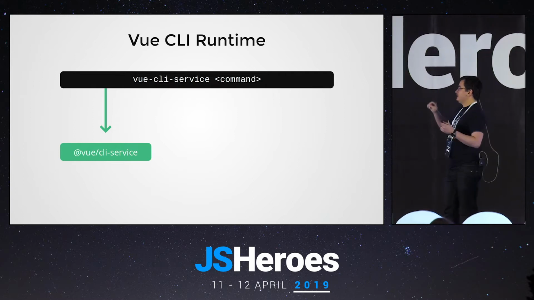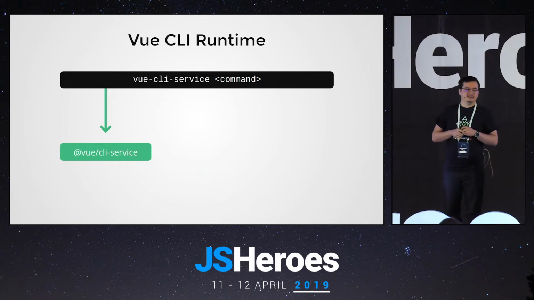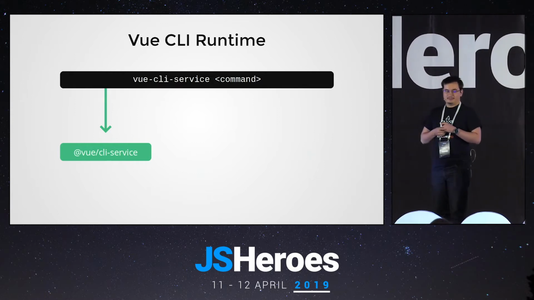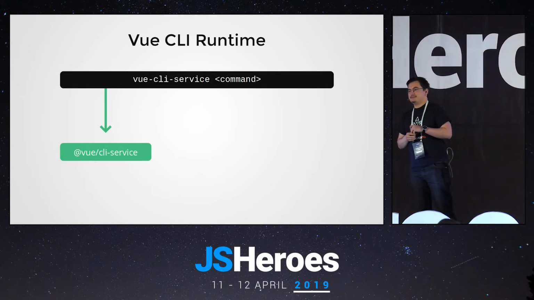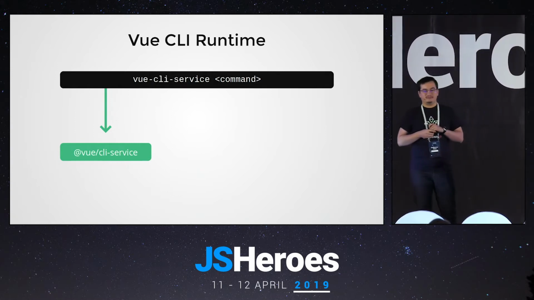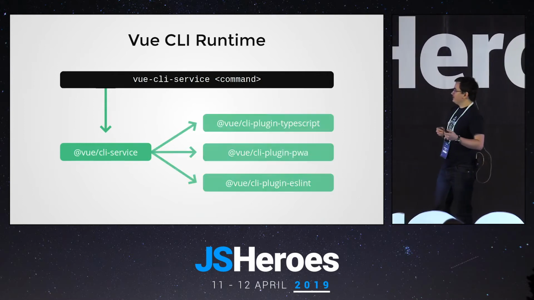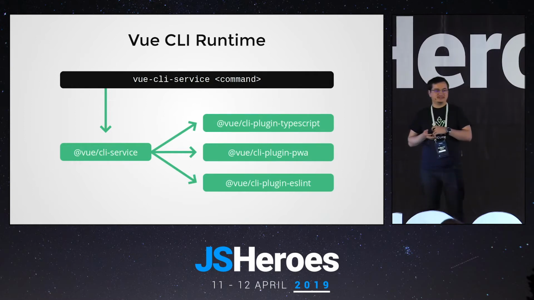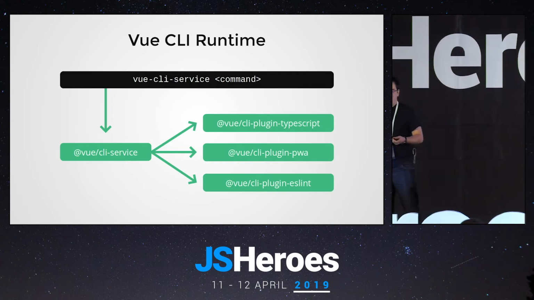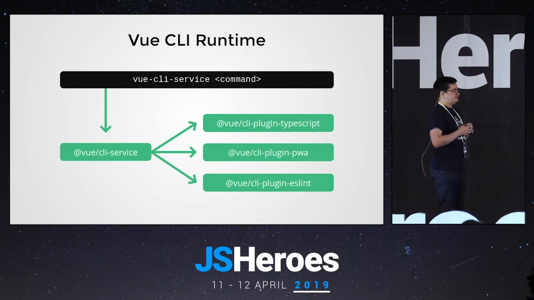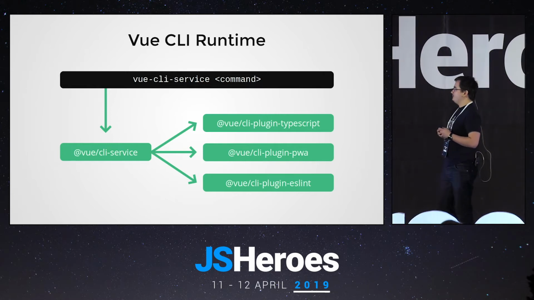Basically, what it does is look for this package, which is installed in any Vue CLI 3 project, and this package contains all the basic stuff to have your app running or built for production. So basically Webpack and some other stuff. It's also going to look for the other plugins installed in your project, like for example TypeScript, PWA or ESLint. Then it's going to configure everything and do some work for you.